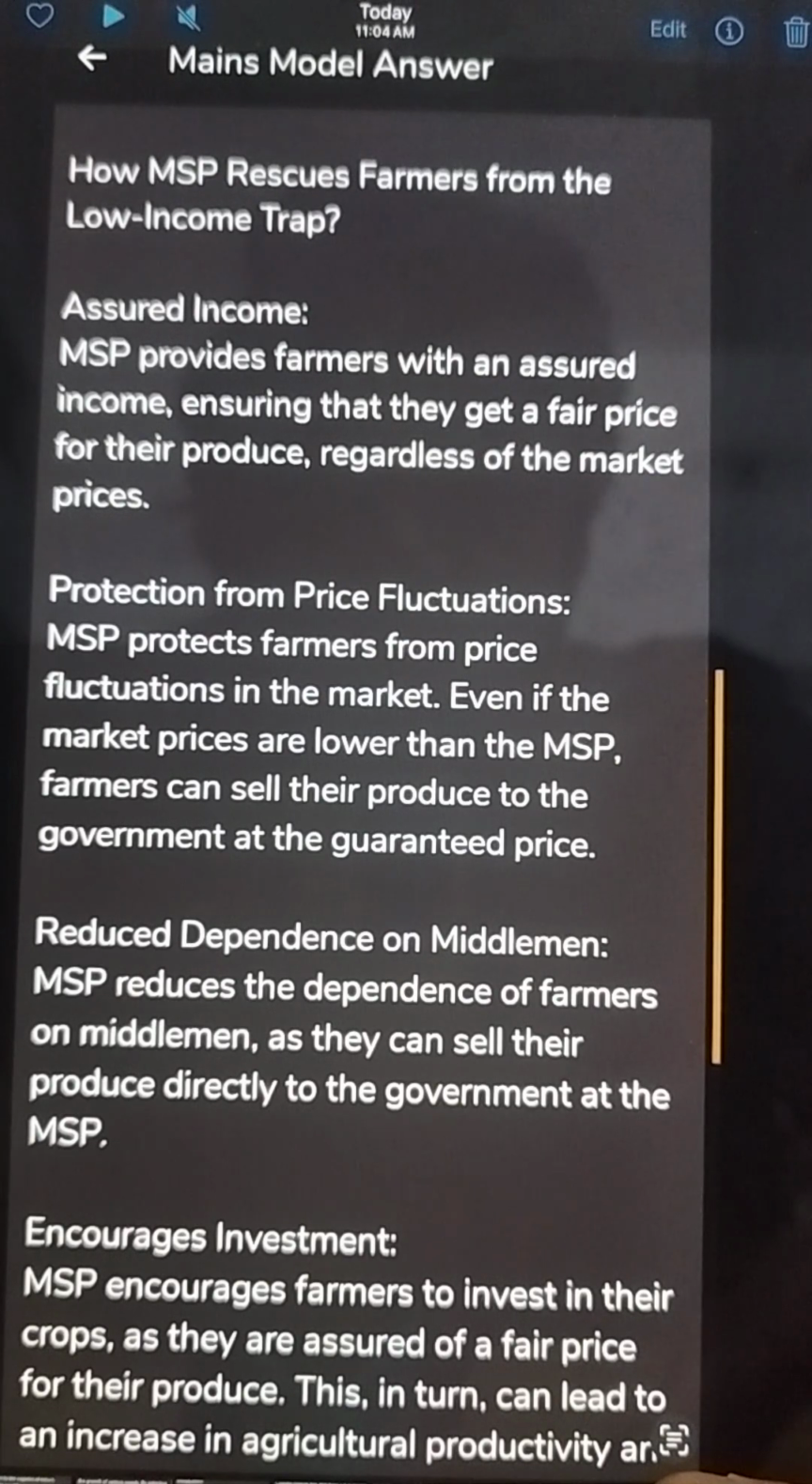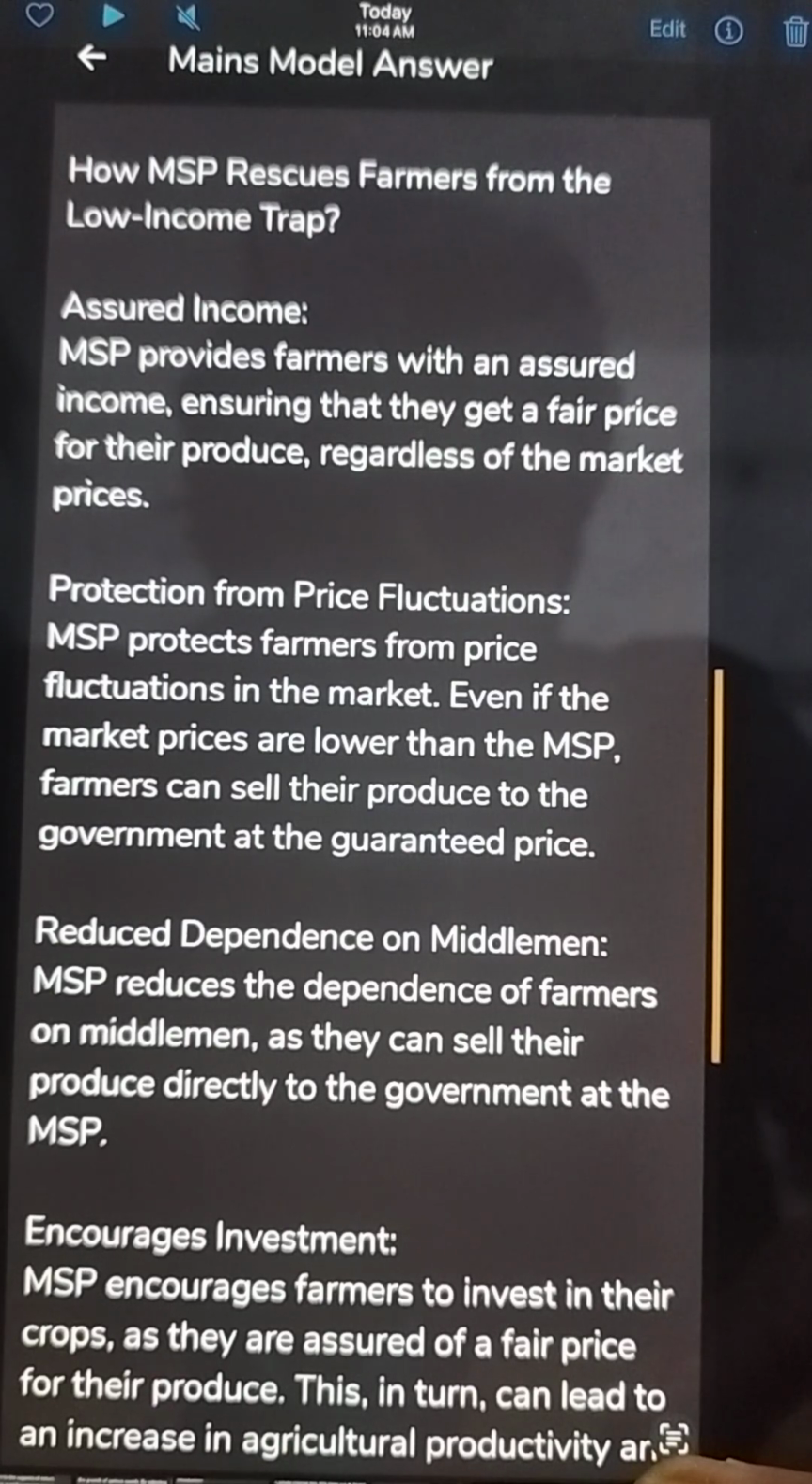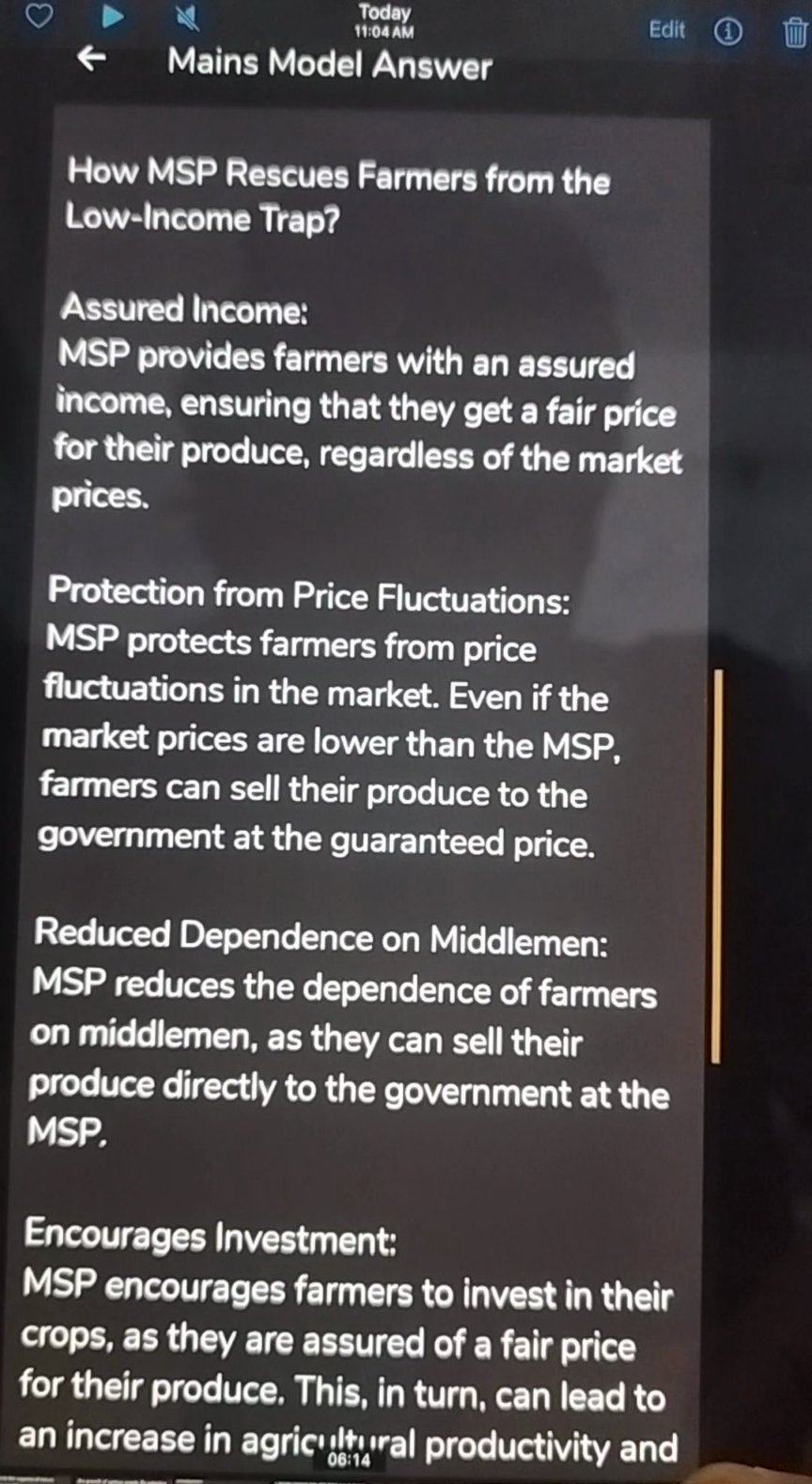The second is protection from price fluctuations. MSP protects farmers from price fluctuations in the market. Even if the market prices are lower, with the MSP farmers can sell their produce to the government at the guaranteed price. Then reduced dependence on middlemen. MSP reduces the dependence of the farmers on the middlemen as they can sell their produce directly to the government at the MSP. Then fourth is encourages investments.